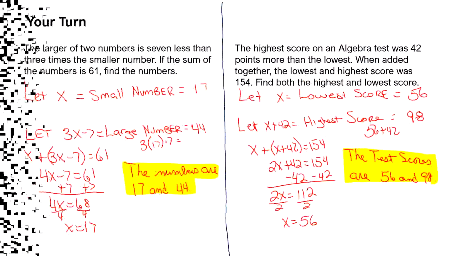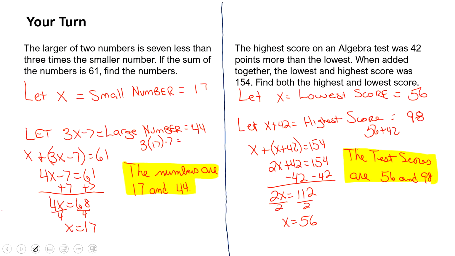Here are the answers to the first 2. We let x equal the small number. The second number was 7 less than 3 times the larger number. So that's 3x minus 7. We went through and solved it all. We found out that the 2 numbers were 17 and 44.